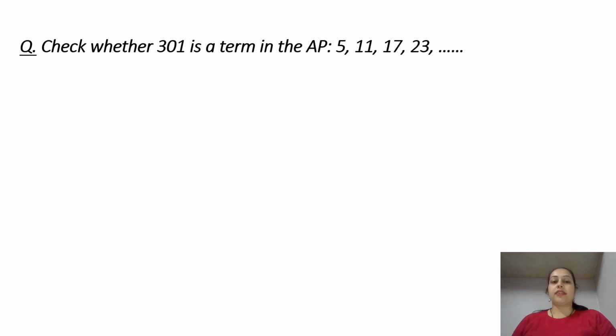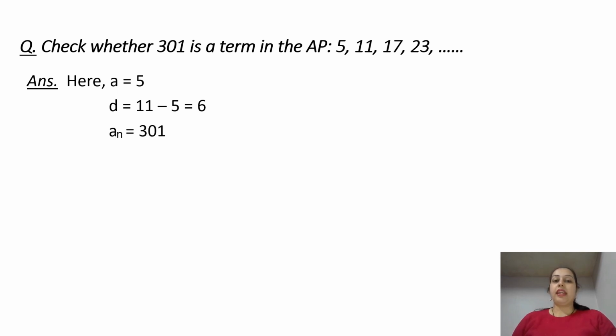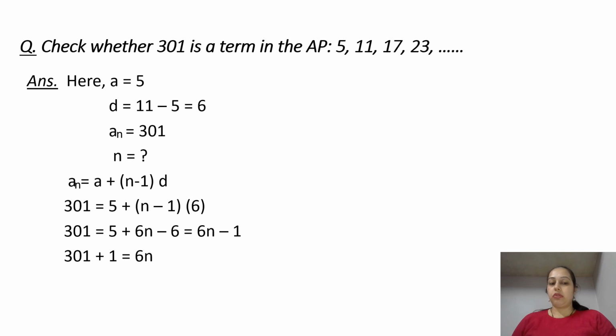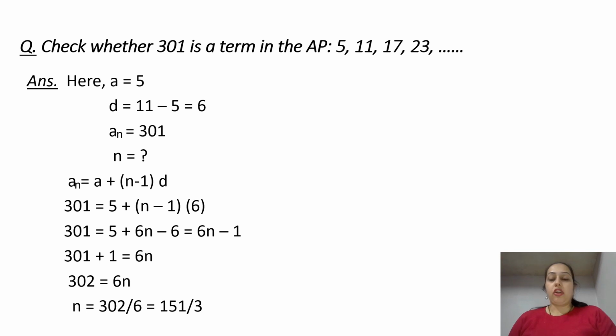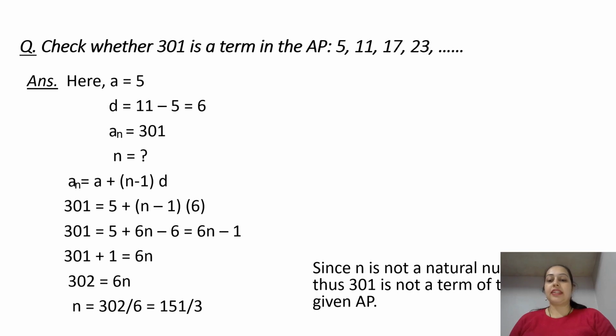Check whether 301 is a term in the AP 5, 11, 17, 23 and so on. So we're given an AP. We need to see if 301 is also a term of the AP. Here again a is 5. Common difference is 11 minus 5, which is 6. an is 301 and we need to find the value of n. Again using the same formula and substituting the values, we find that n is equal to 151 by 3. But n cannot be a fraction because it is a number of terms, so it has to be a natural number. Since n is not a natural number, 301 is not a term of the given AP.